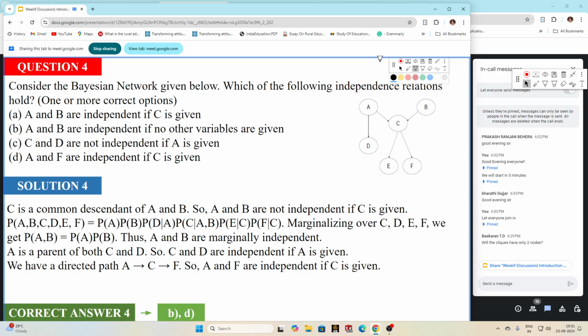Yeah, so see this graph. This is a graph of a Bayesian network. In a Bayesian network, the probability of x1, x2, ..., xn will be equal to the product over i of the probability of xi given the parents of xi. Is this clear?